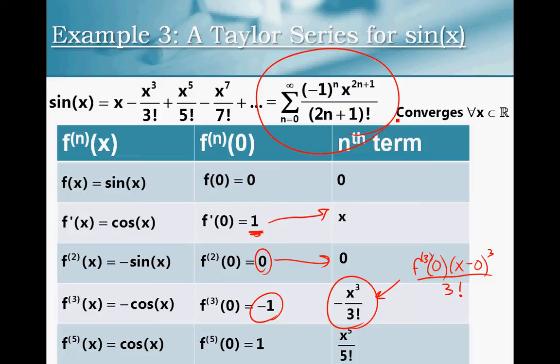Now a cool thing is this Taylor series converges for all real numbers. Same thing with the e to the x Taylor series we were looking at. It converges for all real numbers. So no matter what number you put in for x, as long as you take a Taylor polynomial that's got a large enough degree, it'll be a pretty good approximation of sine of x.